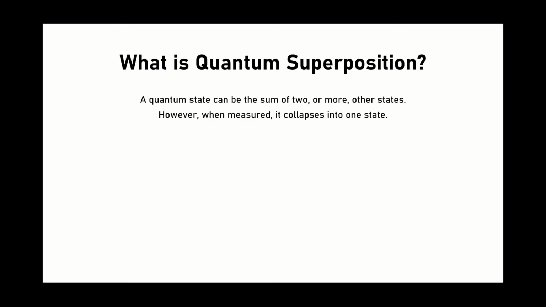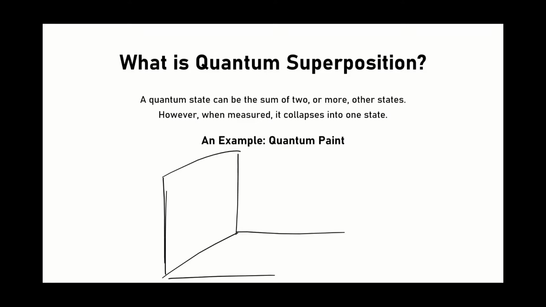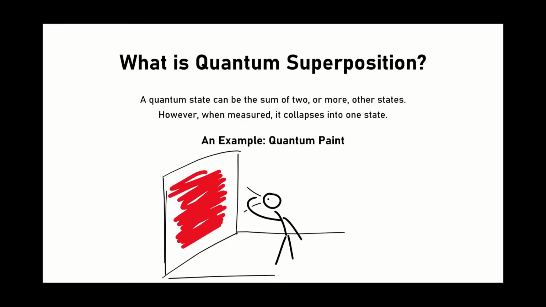To give an example of quantum superposition, we can use quantum paint, an idea I invented. Let's say we have a canvas here. Now you paint, using quantum paint, a colour of red onto the wall, and you're looking at it, and you turn away. Now this quantum paint is made up of the superposition of three different states, which is red, green, and blue. Now while you're not observing it, you're not measuring it, it can be of any of those three states.